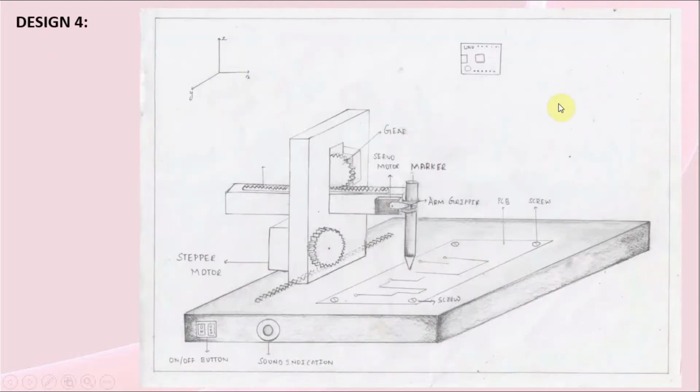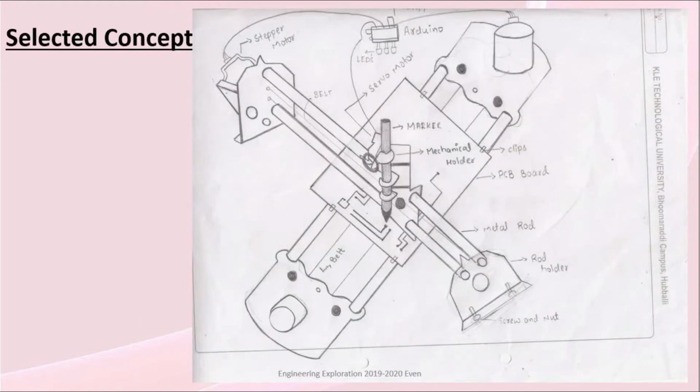The design 4, also called gear mechanized plotter. It uses gears and the mechanism used is rack and pinion. Next, the selected concept. Keeping in mind the objectives, we assign the weights for the objectives, and then using Pugh chart, we could justify and accept design 3 as a project model.